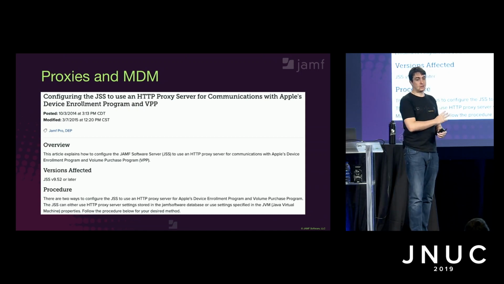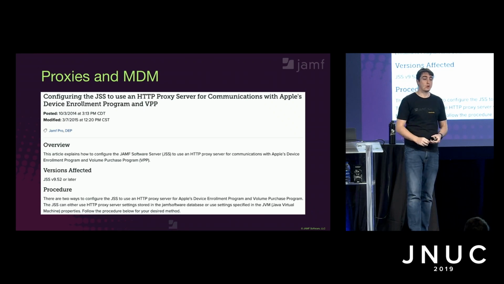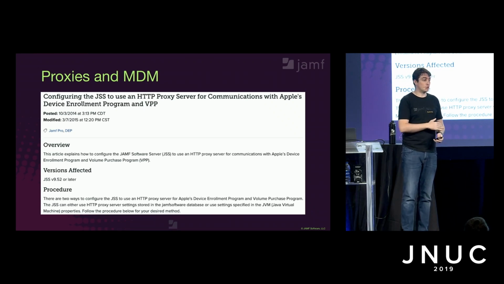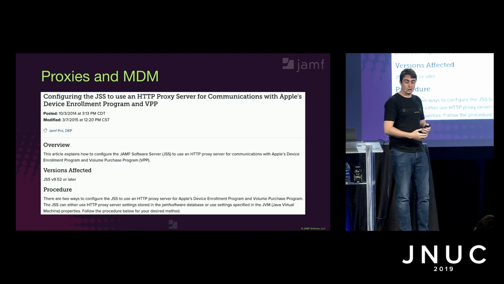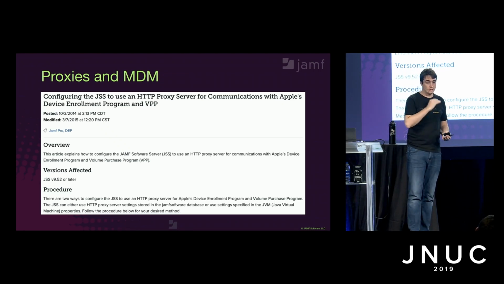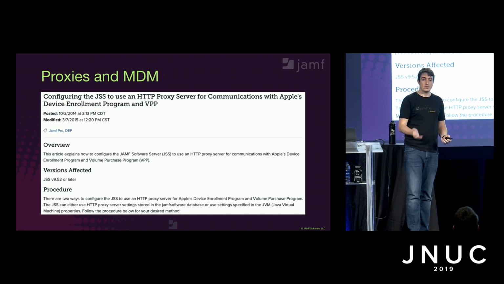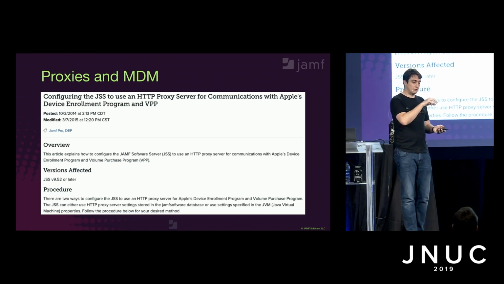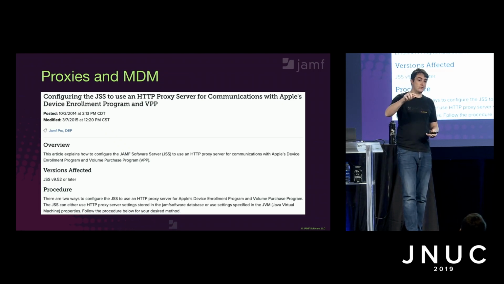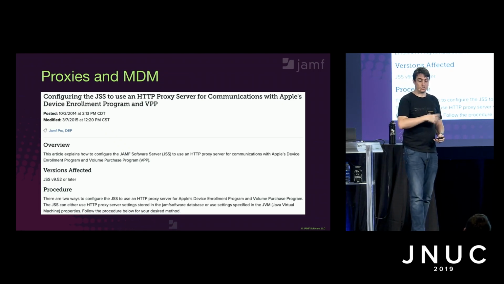There are two methods listed in here on how to make your Jamf Pro web app proxy aware. Now, some things will not be proxy aware for APNS traffic, but for communication like that, the two methods are putting the proxy details directly into the database, and the other method is called a JVM method, a Java Virtual Machine method, where you put something in the database to say, look at the Java options. And I'll show you how that looks.